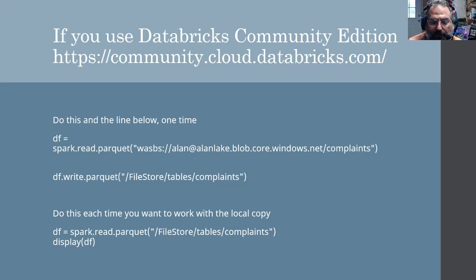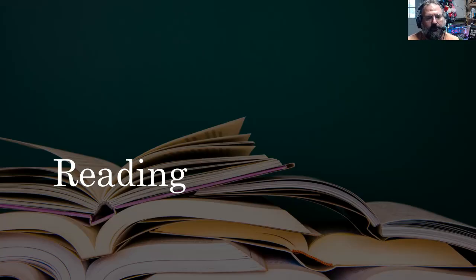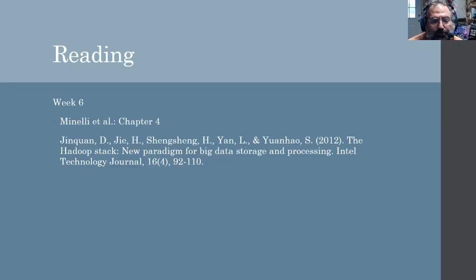After you've done that, then you can read it using the line at the very bottom, which is df = spark.read.parquet, and then basically the path that we used to save it initially. If you call display(df), it'll show you a nice little table of your data frame. It does limit it to the first 1,000 rows or something like that, so do keep that in mind.